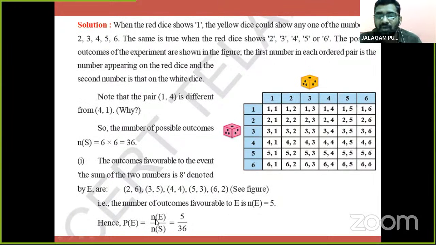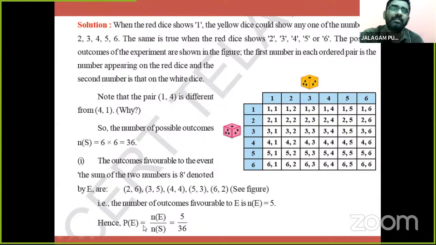The number of E is equal to how many here? 5. Why? Because here we only want the sum of the two numbers to be 8. If we take 1 1, 1 2, those are not favorable. We want only the sum of two numbers to be 8. Those are 2 6, 3 5, 4 4, 5 3, 6 2. How many favorable? 5 only. The number of favorable outcomes is 5.